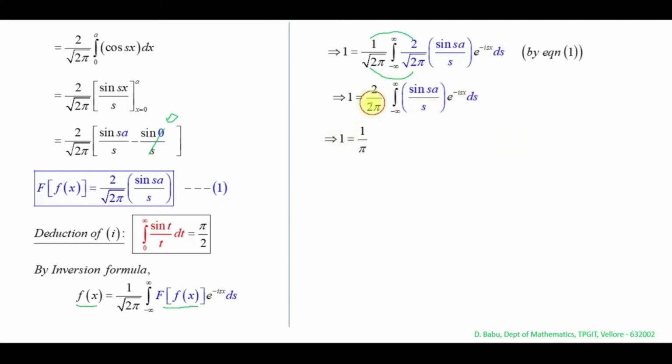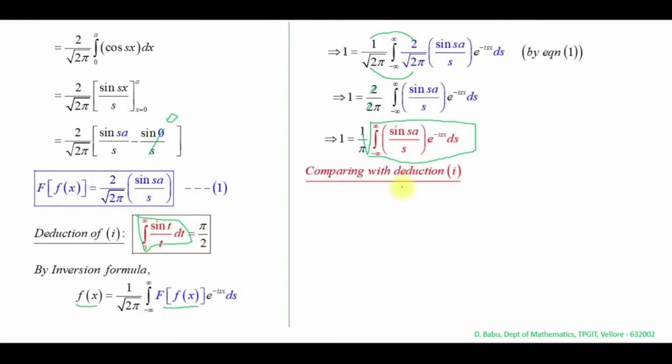This 1 equal to 2 gets cancelled. We have 1 by pi integration minus infinity to plus infinity sin sa divided by s into e power minus isx dx. So now compare this with the red one, reduction 1. Here the numerator is sin sa, there the numerator is sin t. So substitute s equal to t and a equal to 1, we get sin t by t.